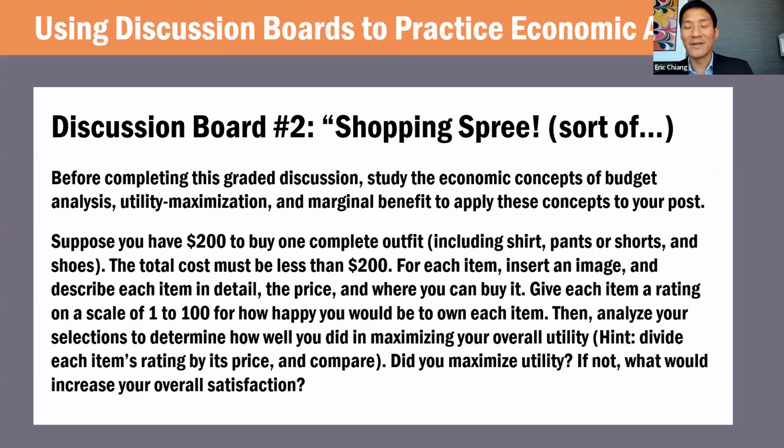One of my favorite discussion board topics is called shopping sprees, sort of. In this topic, students explain how they would spend $200 on a complete outfit. First, they need to search online for clothing that they like and post photos of these items along with their prices. They would find a shirt, pants, shoes, everything like that. And so that's the fun and easy part.